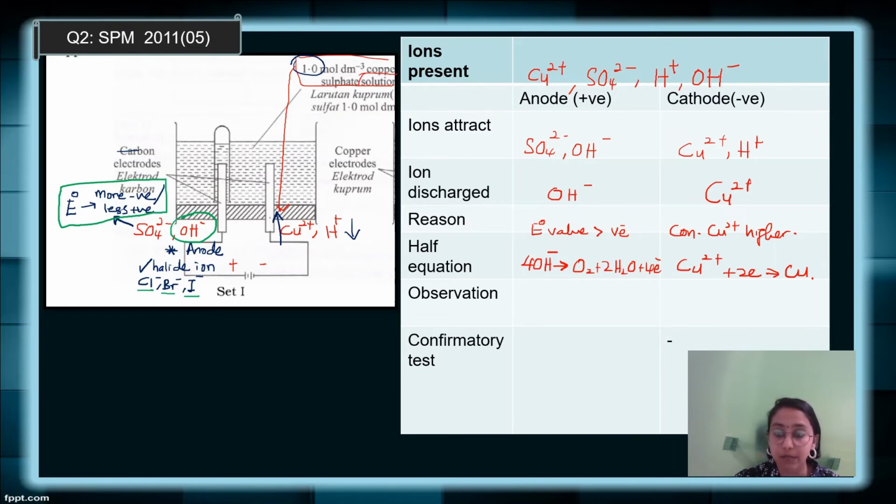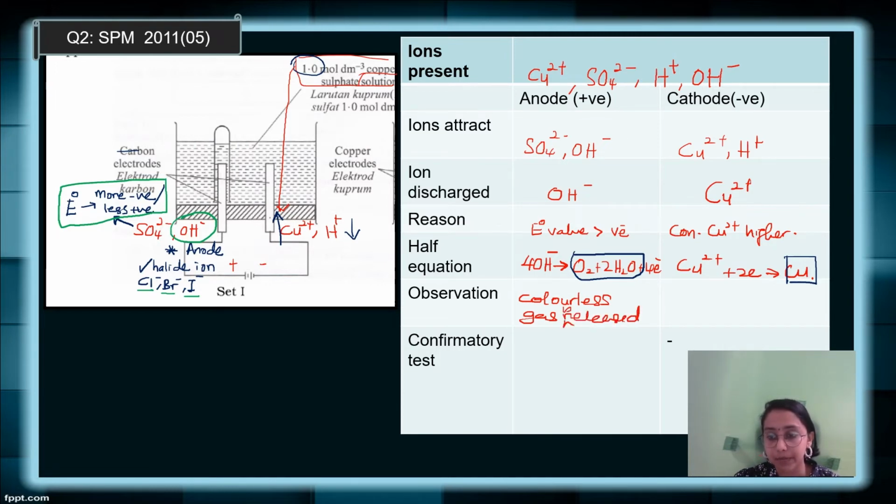Next, we're going to determine the observation. When we are talking about observation, students, please look at the product formed. Don't ever mention the name of the product when it comes to observation. You have to think about the color. So oxygen and water, we mostly focus on oxygen. So we will write colorless gas. You can say gas bubbles or you just say colorless gas released.